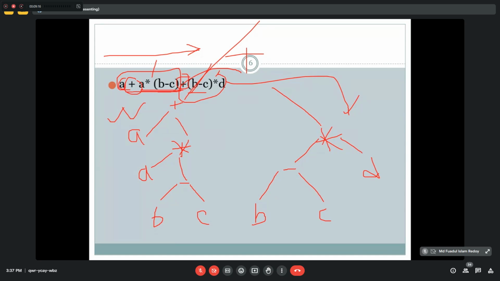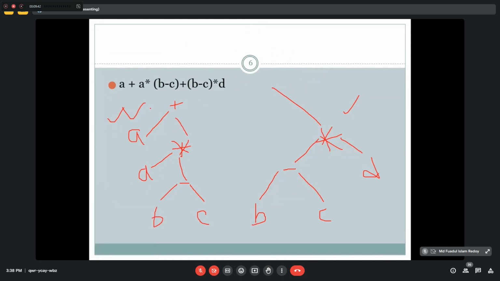Sir, why did you put plus last? Which plus? This plus or this plus? The last one, sir. This one. So how many plus are here? If you look at the expression, how many plus? Two plus. There are two plus, and the precedence is the same. Now you need to look at the associativity, which is left to right. So at first we perform this plus here. That means this part indicates this one, and this part indicates this one.